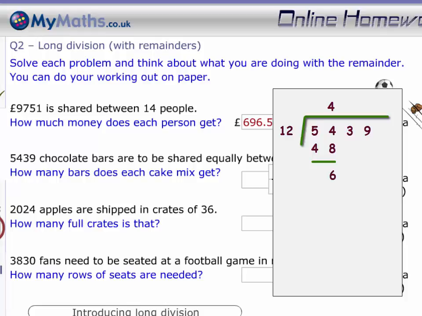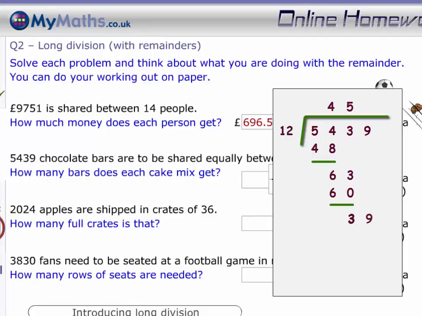Now we'll bring down the 3. We're going to deal with all the digits and go back to our 12 times table. We said 12 fives is 60. 12 sixes will be 72, which is too big for 63, so we'll try the 5. We'll put the 5 up top. 5 times 12 is 60. 60 off 63 leaves us a remainder 3.